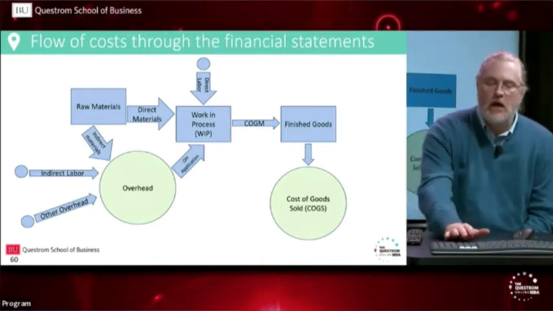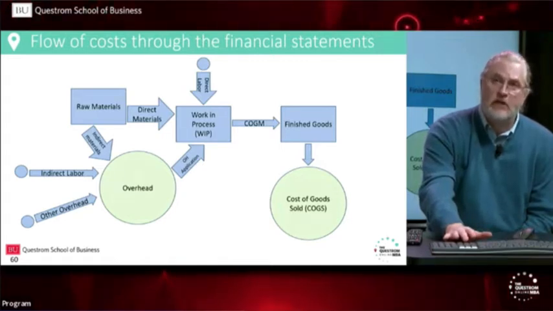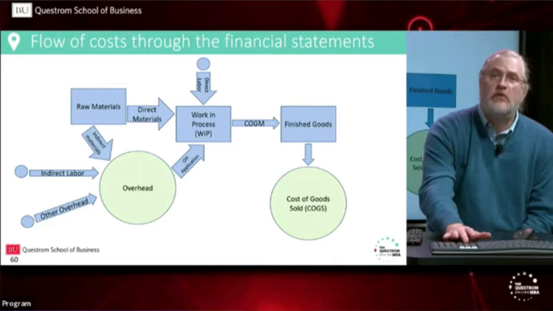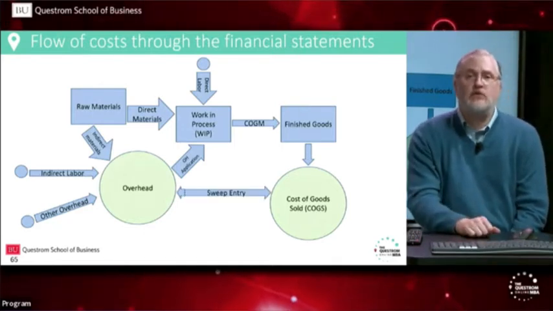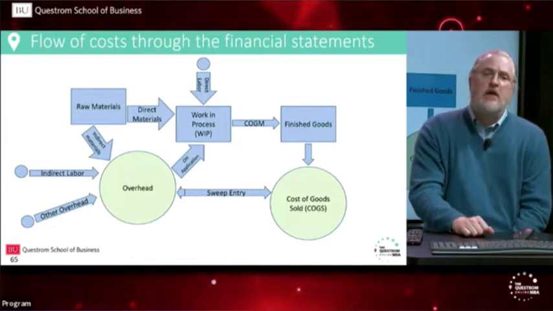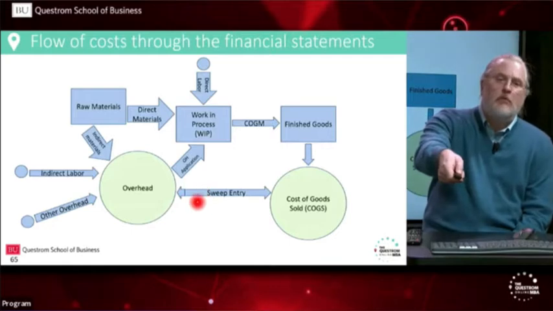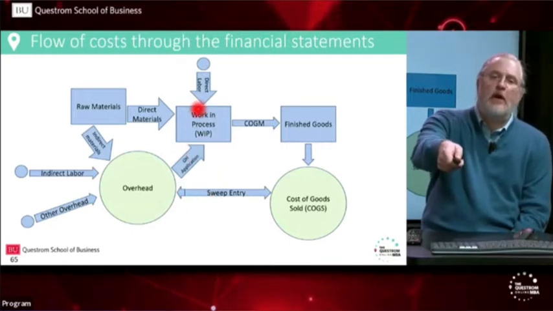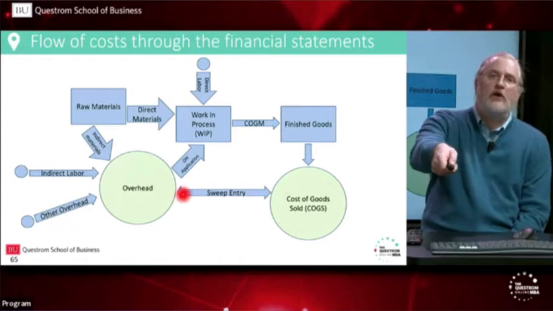So that's the rent, the depreciation, property taxes, all those costs associated with production that are neither material nor labor. At the very end of this process, we have this thing called the sweep entry. And what that means is we are going to apply in some fashion this overhead up into WIP, and we're going to take all the actual overhead that arrives and put that into overhead.